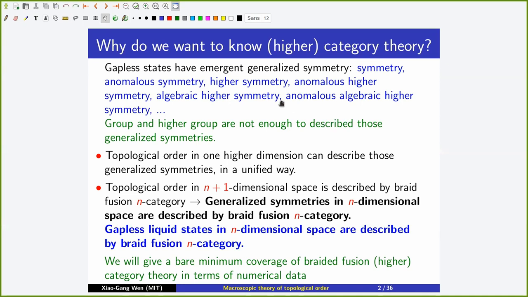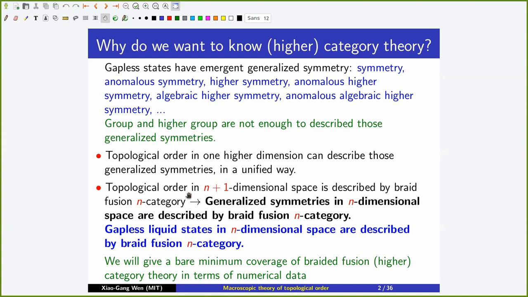Our motivation, maybe one motivation, is to study gapless states which have an emergent symmetry. But emergent symmetry is very general, and in general it is not described by a group or higher group. There are all kinds of emergent symmetry, and anomalous things become very complicated. It turns out that the topological order in one higher dimension happens to be the right theory describing those generalized symmetries. So it's kind of amazing that the study of topological order became a study of symmetry. This is a recent realization. These two things are almost the same thing.